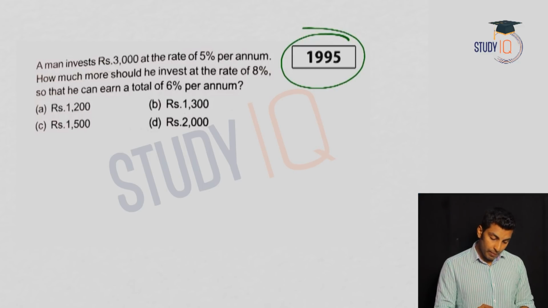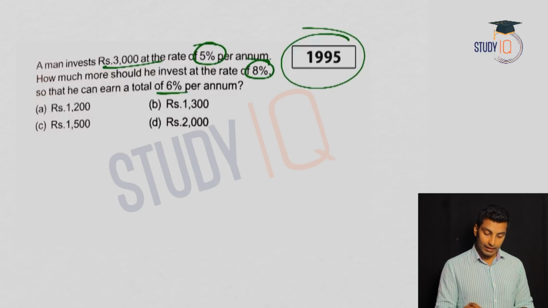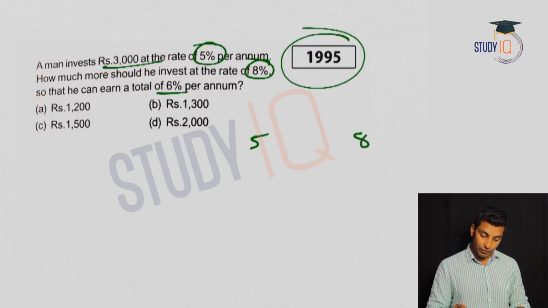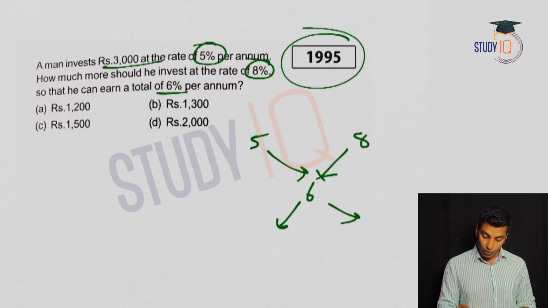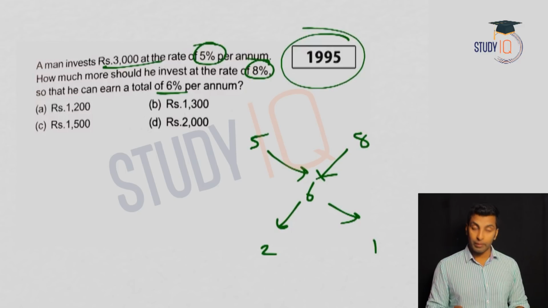Okay, how will you solve? A man invests 3,000 at the rate of 5%, and how much more should he invest at the rate of 8% so that he'll get a total of 6%? This scenario you can best visualize by using alligation. One at a rate of 5 and the other at a rate of 8, and you need to get 6. From here you will get the ratio of the amounts. So this is 2 and this is 1, so 2 is to 1.